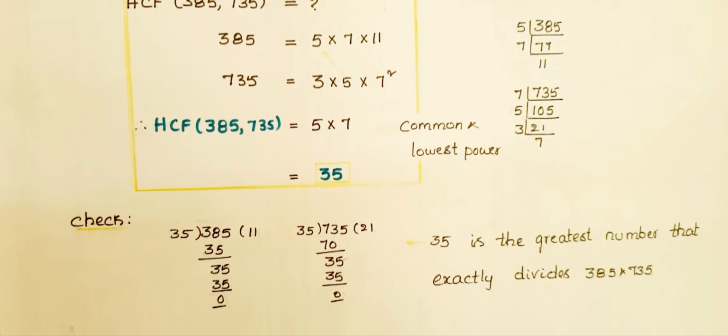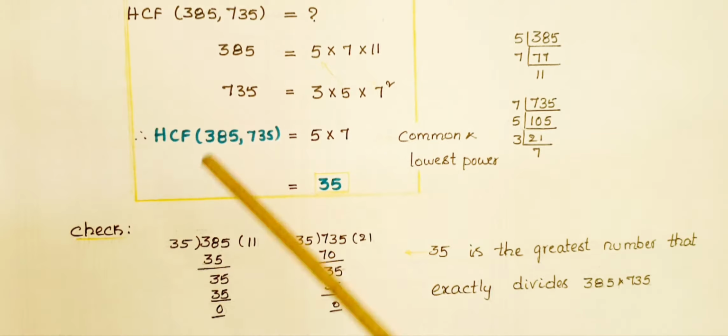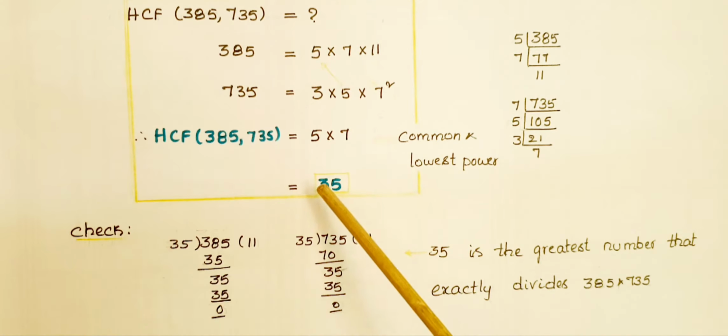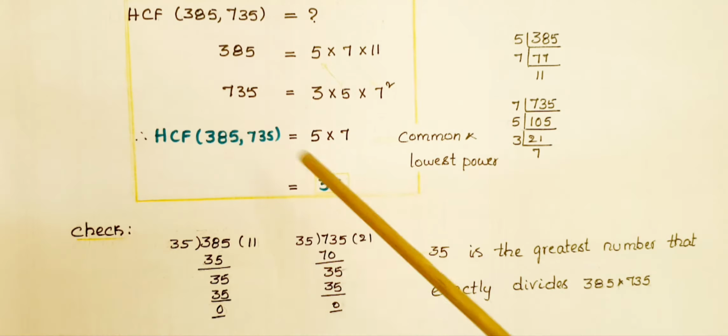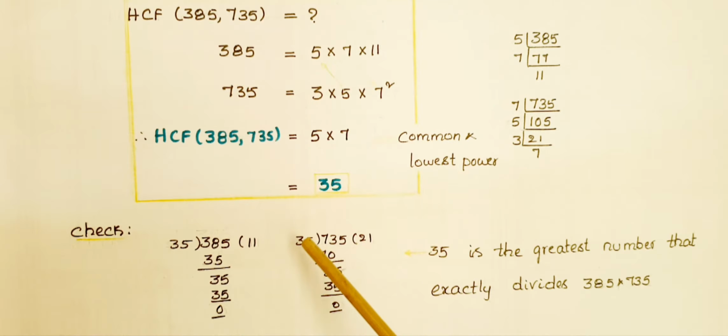You can check like this. For example, if you divide 385 by 35, then you will get the remainder 0, so this number is exactly divisible by 35. And if you divide 735 by 35, then you will get the remainder 0. So this number is also exactly divisible by 35.